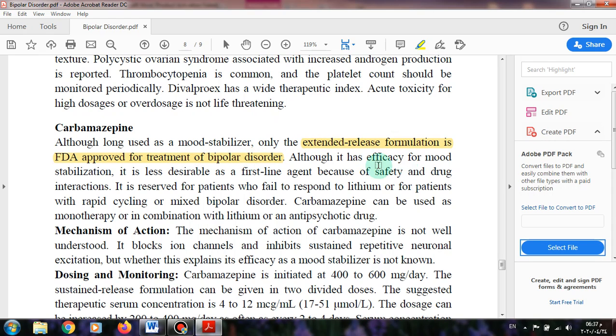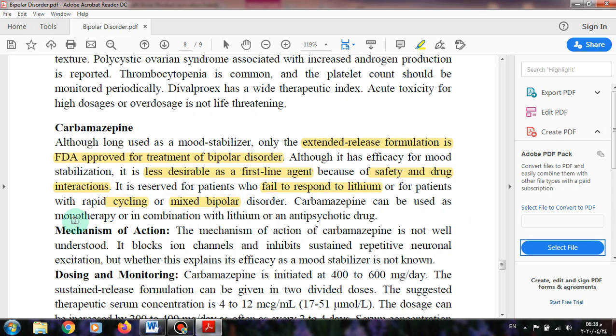Although the efficacy for mood stabilization is less desirable as first line agents, what is currently used is second line or even third line treatment because of the safety and drug interaction. As we know, carbamazepine is an enzyme inducer that has a wide range of interactions, so here it is not used as first line treatment. It is used for the patient who fails to respond to lithium or for the patient with rapid cycling or mixed bipolar disorders.